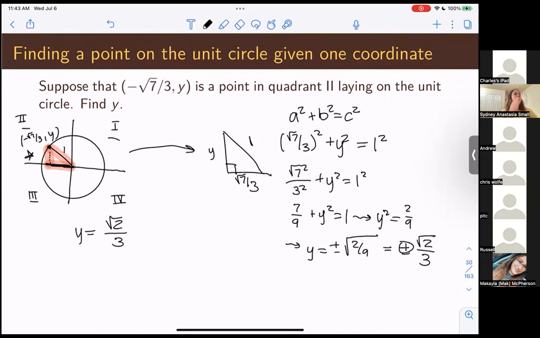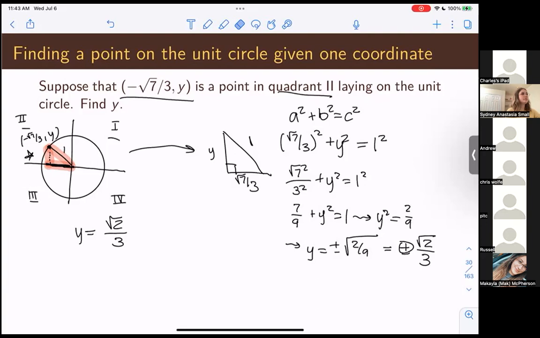If I had given you in the problem that this point was a point in quadrant 3, then it would be the negative option. All of this information up here was necessary because there would have been more than one answer had you not known what quadrant the answer lied in. Are there any questions on this idea or anything else in this example? Again, just drawing a picture and thinking about the information you're given is extremely helpful.